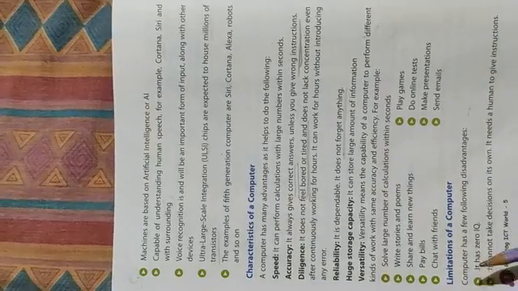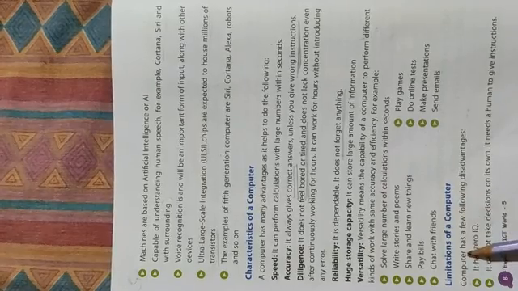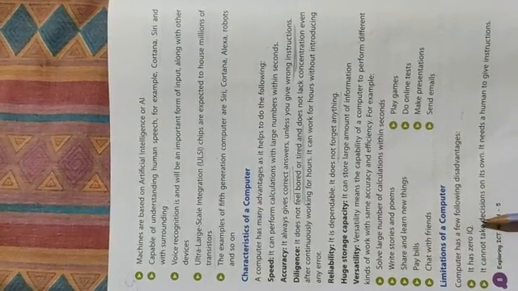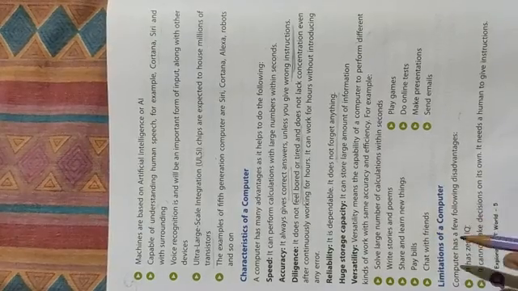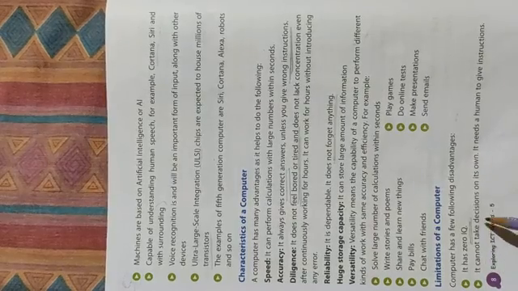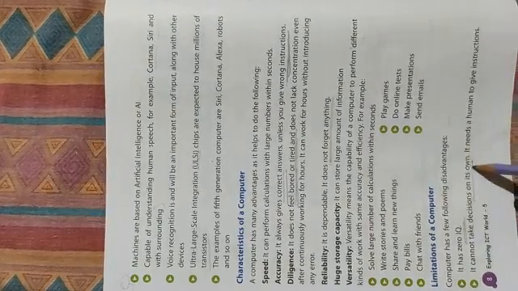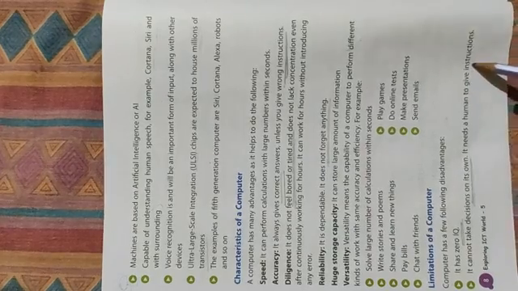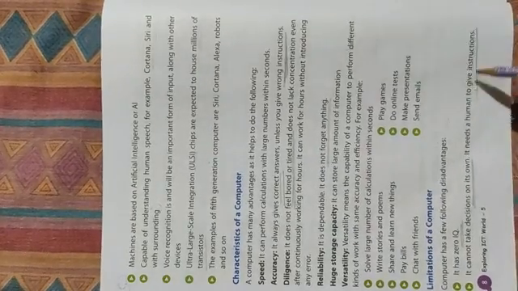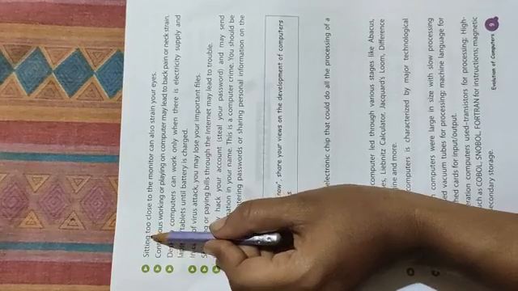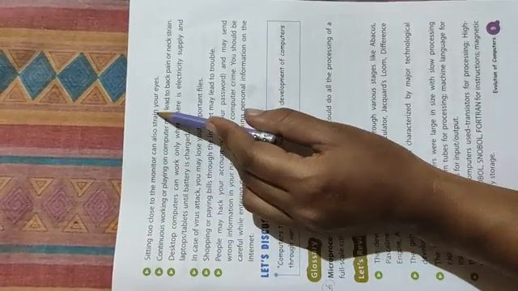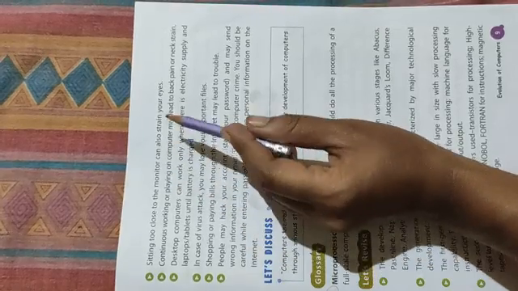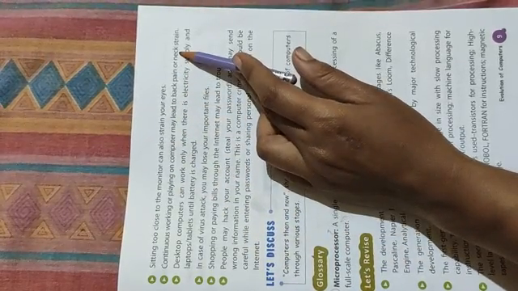Now, limitations of a computer. A computer has a few disadvantages. First, it has zero IQ. Got it? It cannot take decisions on its own. A computer never takes decisions by itself. It needs a human to give instructions. Whenever a human gives instructions, then it will work. Sitting too close to the monitor can strain our eyes. It will affect your eyes. Continuous working or playing on a computer may lead to back pain or neck strain.